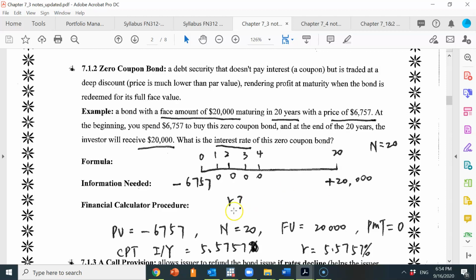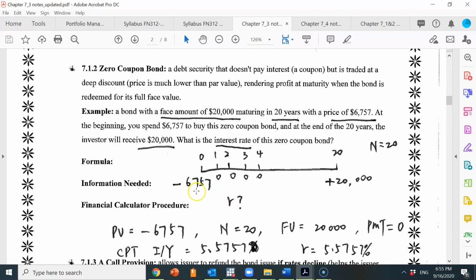Okay, and we're asking for R. We know the present value, we know the future value, there's no annuity here, and we know the N. We're solving for interest rate, I/Y, or rate of return. We can also call it yield to maturity or interest rate. Different names for it. So this is actually using the time value of money method, and we're just applying it to the case of a bond. And here we're using the case of a zero coupon bond.